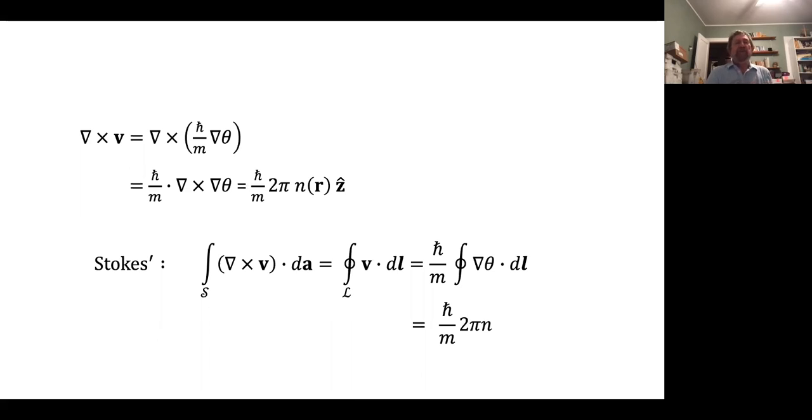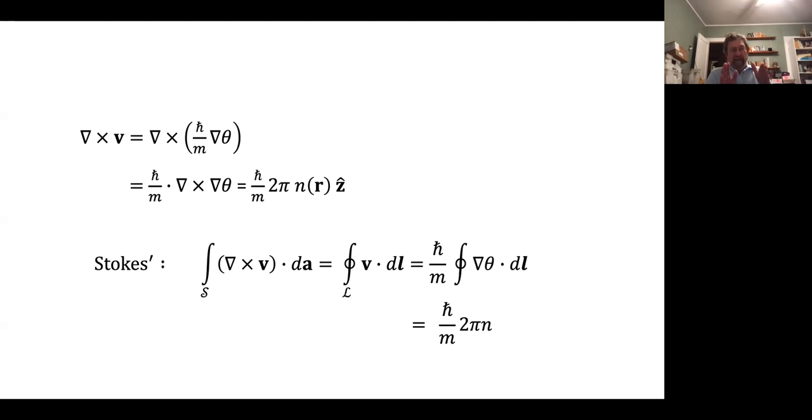And of course, if we apply Stokes' theorem to this, what Stokes' theorem says is the integral of the curl of the superfluid velocity over some area is just the integral around the perimeter of the area, v dot dl, which is h bar over m times the integral around a closed contour encircling the vortex core of grad theta dot dl. But this is just h bar over m times 2 pi times an integer n, which is characteristic of the vortex.